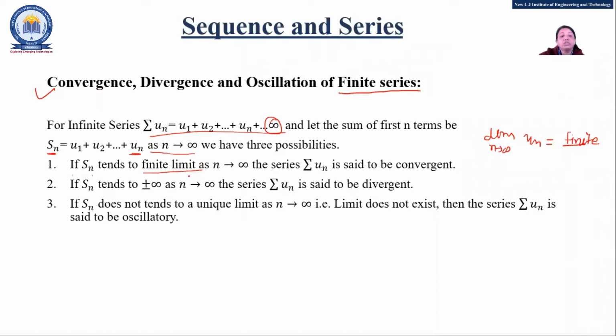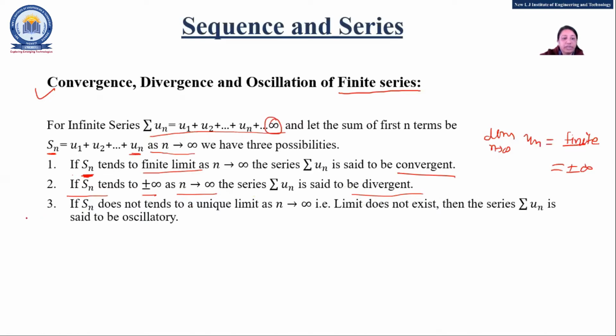If Sn tends to a finite value, obviously here you have to write Sn. Why? Because if you write un, that means it's an infinite series. So Sn means the sum of the first n numbers, and the series is said to be convergent. Now if it tends to plus or minus infinity as n tends to infinity, then you can say that the series is divergent. Fine. Any doubt into that?